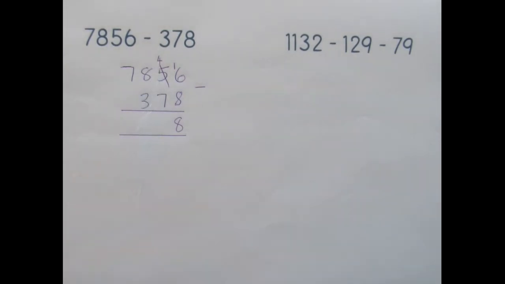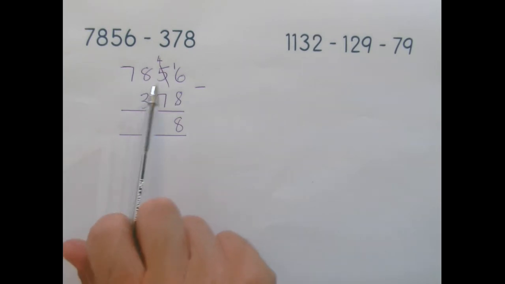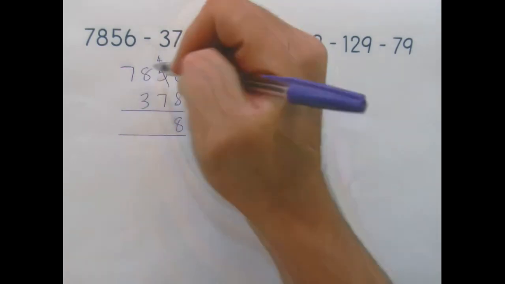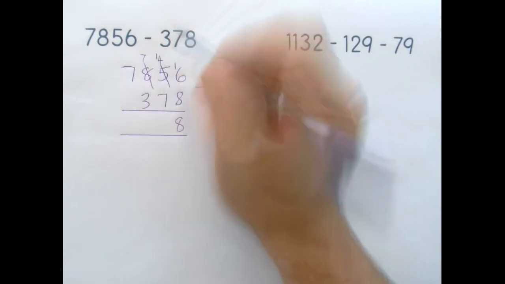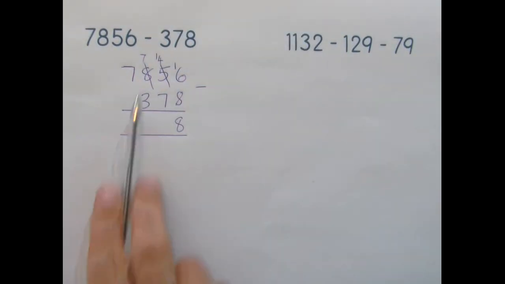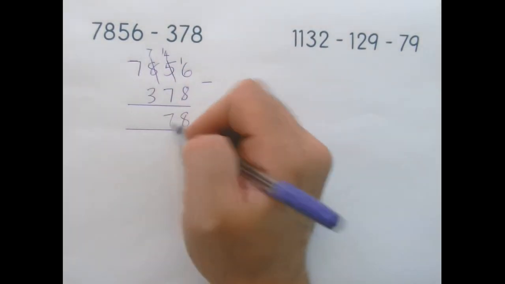4 take away 7. Now, again, I can't do that, can I? Because it ends up with a negative. Okay, 4 is smaller than 7. So what we do, again, we go next door, we borrow from that 8, becomes a 7. And the 1 we borrow, put it next to that 4, so we got 14. 14 take away 7 is 7.